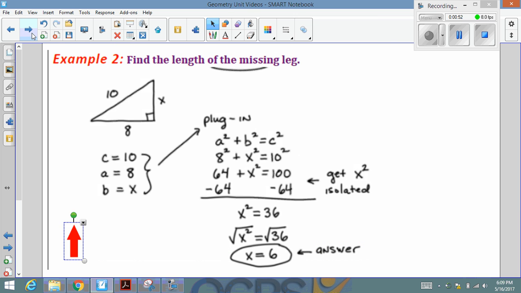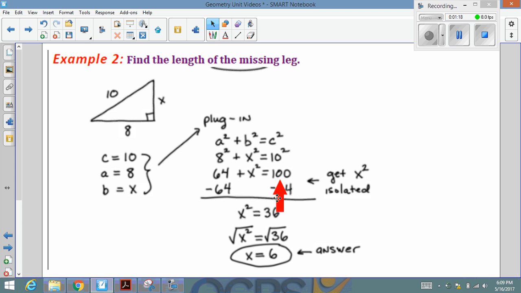So let's take a quick look at a worked out problem. You don't need to write this one down. You just need to kind of pay attention as we're going. We're finding the length of the missing leg. So notice here, our C, the one across from our right angle, is 10. And then we're calling A the 8 and B the X. We will still just plug in like we did when we were doing the missing hypotenuse.